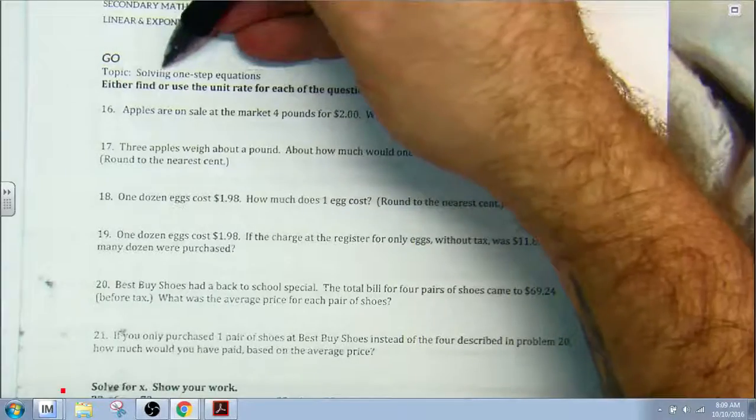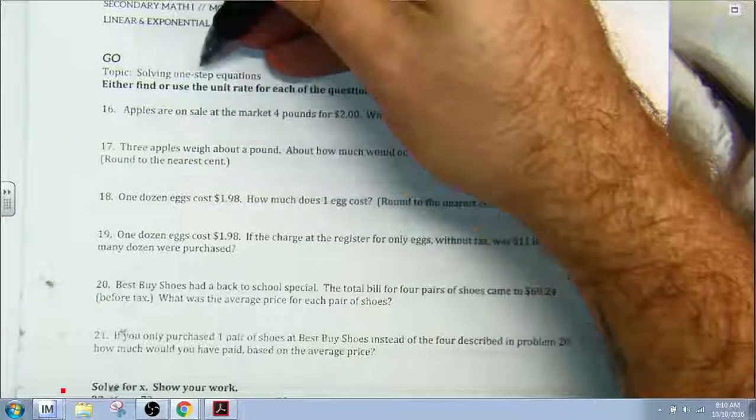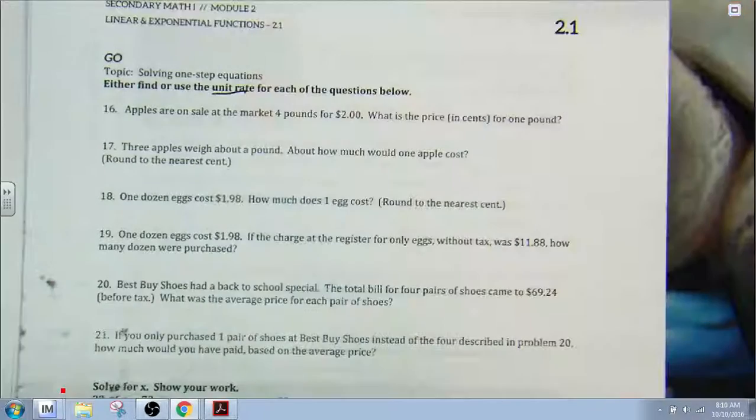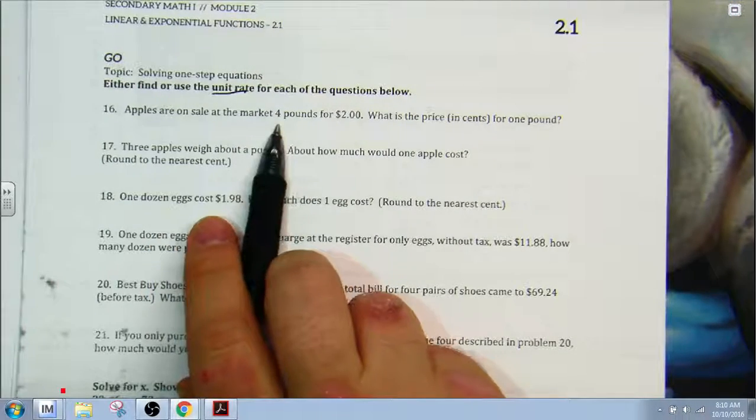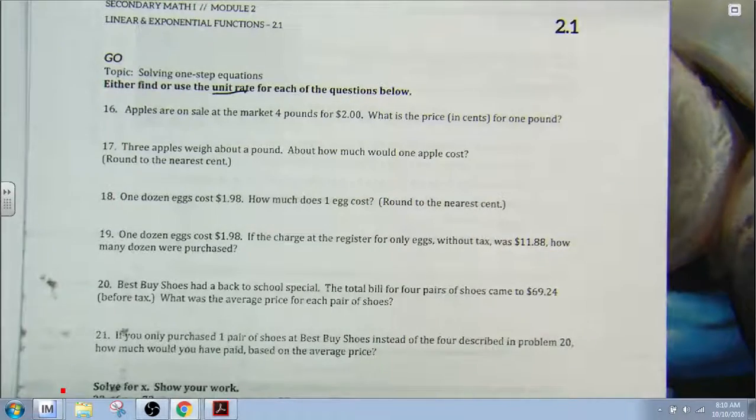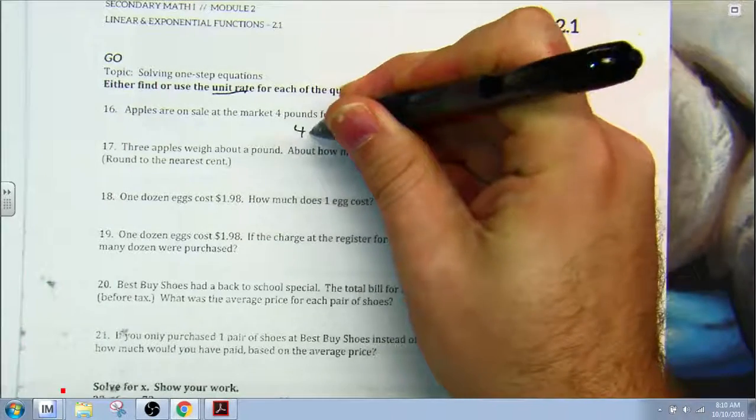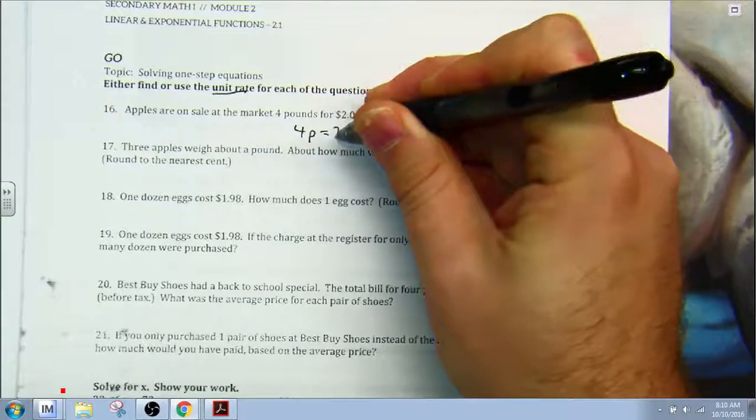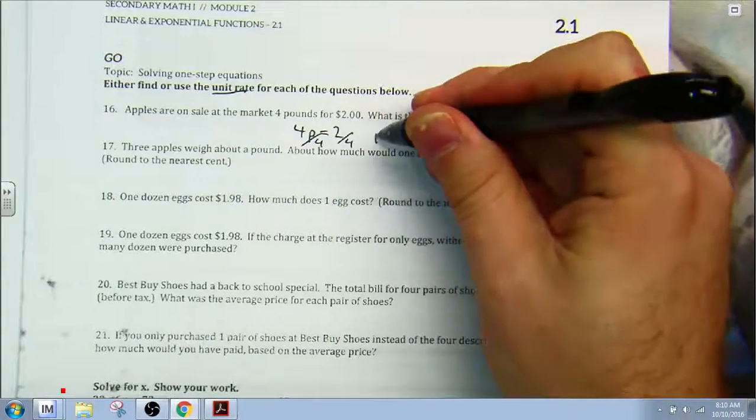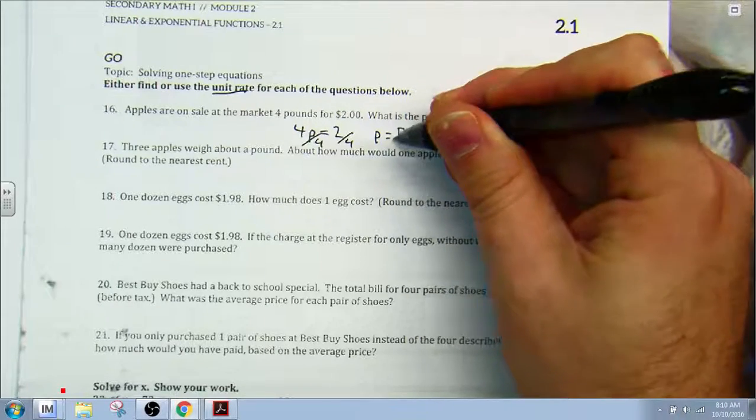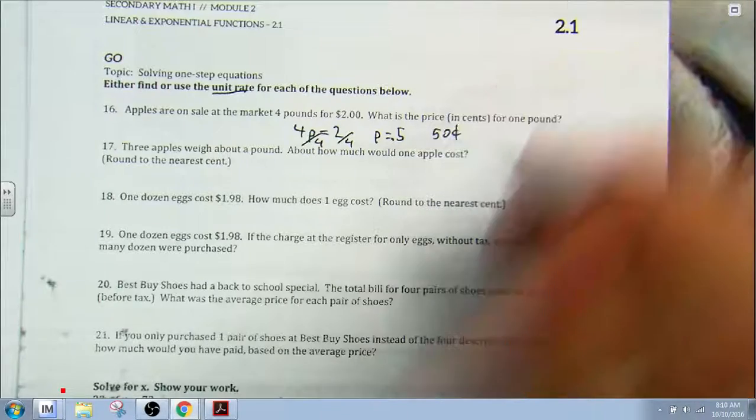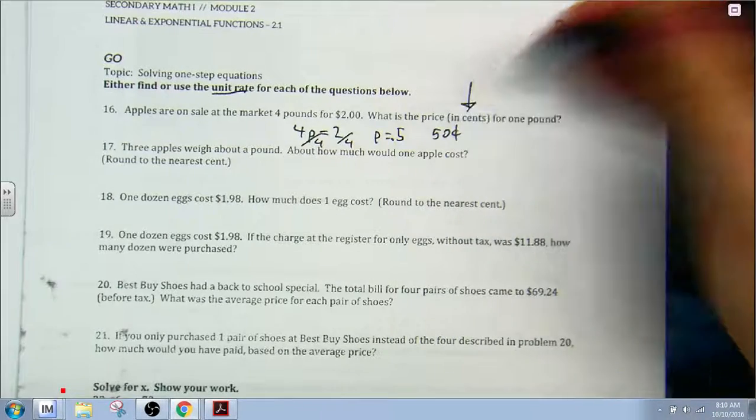All right, so we're solving one-step equations. We're going to find or use the unit rate of each of the questions below. Apples are on sale at the market, 4 pounds for $2. What is the price in cents of 1 pound? Okay, so if 4 pounds equals $2, if I divide by 4, I know that a pound costs 0.5, or as I would like to say, 50 cents, because it asks for it in cents.